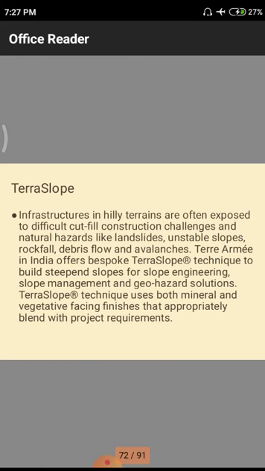To decrease those kinds of effects, we have to go for these slope stabilizations and earth retaining structures at the bottom of the particular infrastructure. These terrains are exposed due to cut-off constructions and the challenges of natural hazards like landslides, unstable slopes, rock fall, debris flow, and avalanches. All those were discussed. First of all, the major problem they have to face is natural hazards. Natural hazards means in the form of earthquakes and tsunamis.